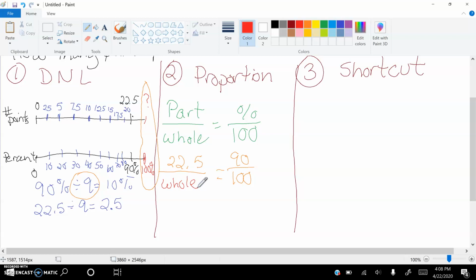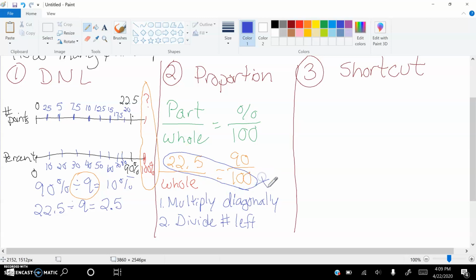Now we have 2 steps to solving this. First, we're going to multiply diagonally. And then the second thing we're going to do is divide by the number that's left. Since we don't have the whole, we don't have a number here, this is not the diagonal we're going to use. We're going to use 22.5 and 100, and we're going to multiply those. Then we still have this 90 left, so we'll divide that answer by 90.